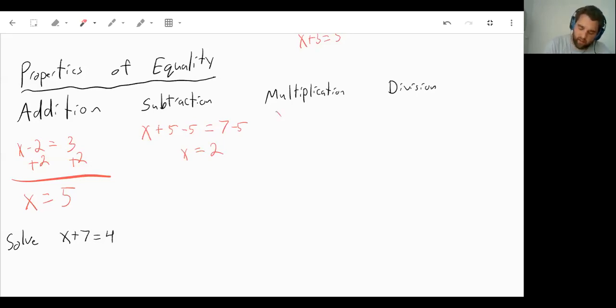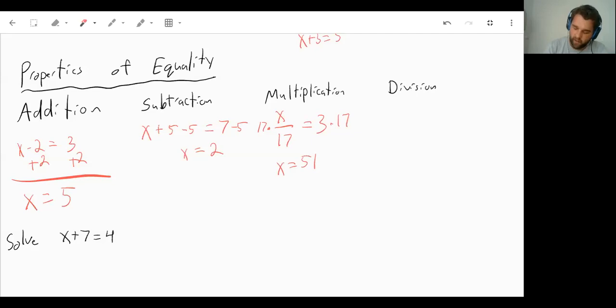If you have x divided by 17 equals 3, what you have to do in this case is multiply both sides by 17 in order to get this to work out. So what you're left with then is x equals 51. Again, as long as you're multiplying both sides by the same number, it should be fine.